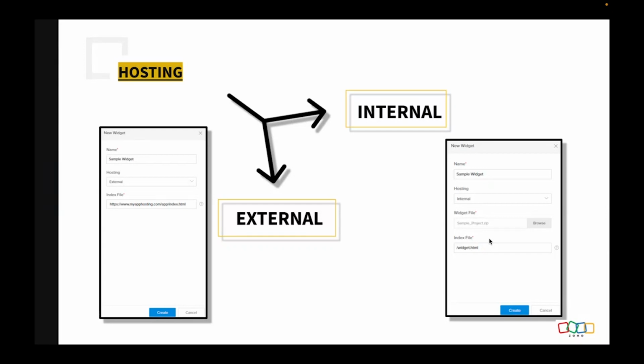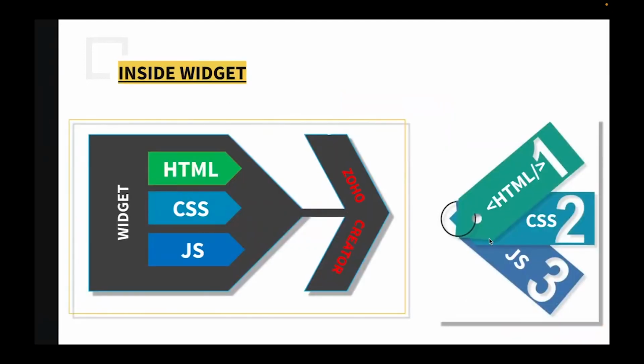For internal testing, you need to develop and upload the widget zip file. For external, you just need to paste the website URL and add the widget to Zoho Creator. And here, this is an illustration of how a widget is positioned in Zoho Creator.